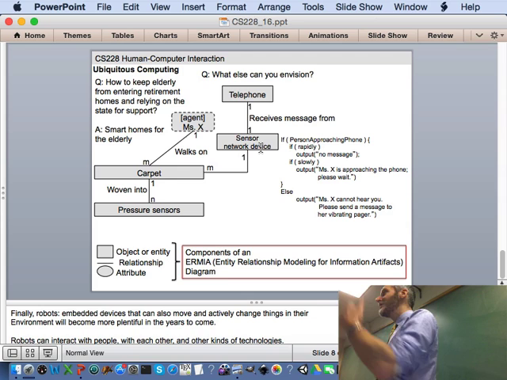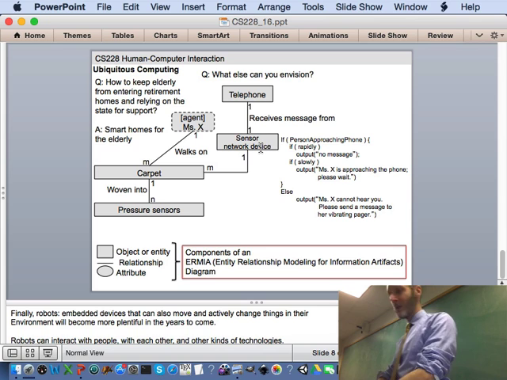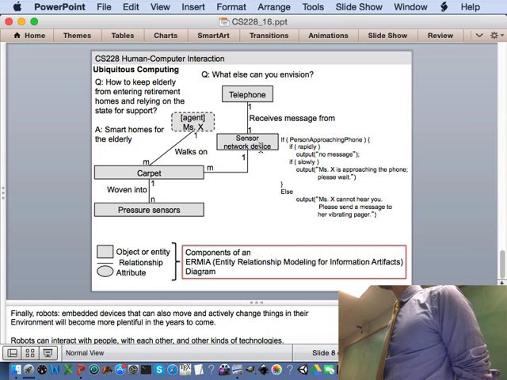Okay, turn to your neighbor. Let's stick with the same problem. What are some of the issues that an elderly person might face in remaining in their home? How might you instrument the home to make things easier, more comfortable for them or their caregivers? I'll give you a few minutes to talk about that, and then we'll see what you came up with.